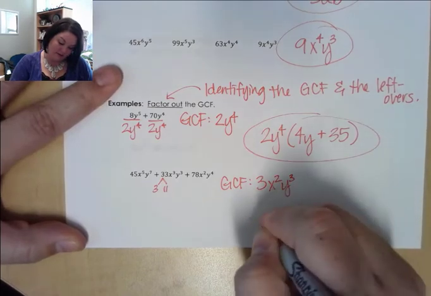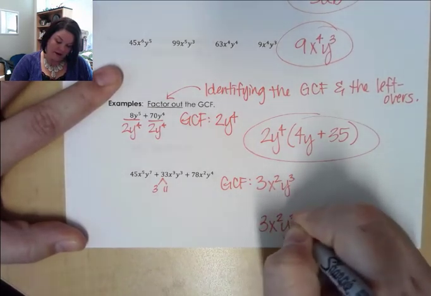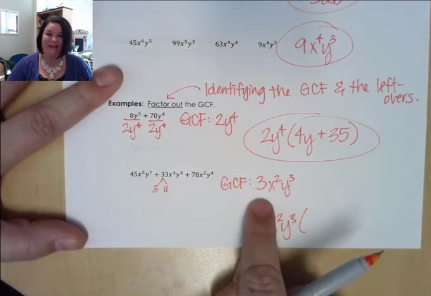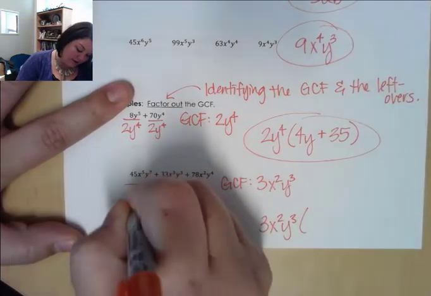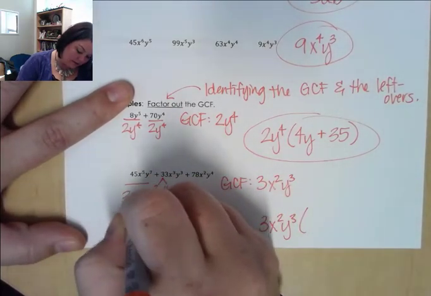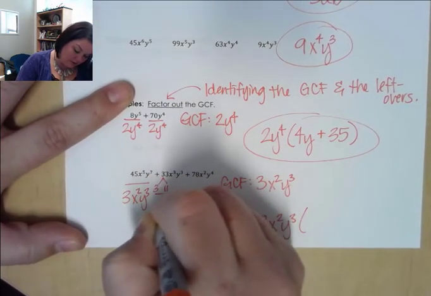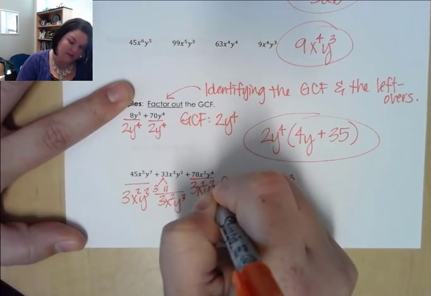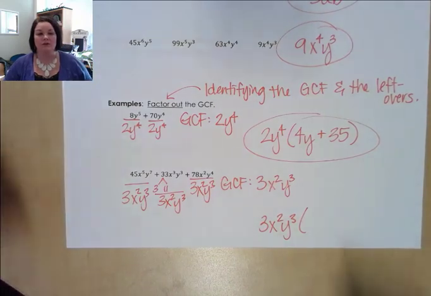So just like we did on the last problem, I want to go ahead and write my greatest common factor, and then I want to write in parentheses what's left over when I take this out of each term. Okay, so again, you can write 3x squared y cubed underneath each term if that helps you, or you can just do it in your head.